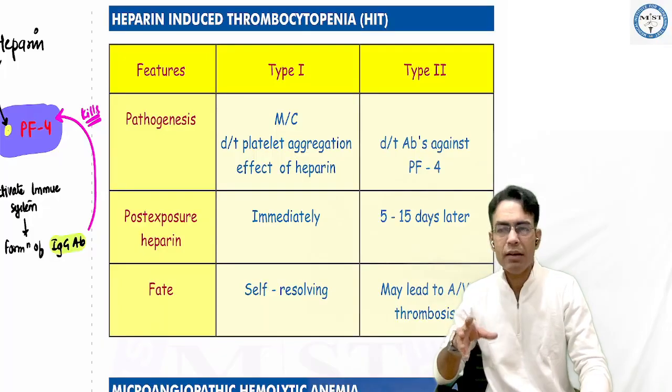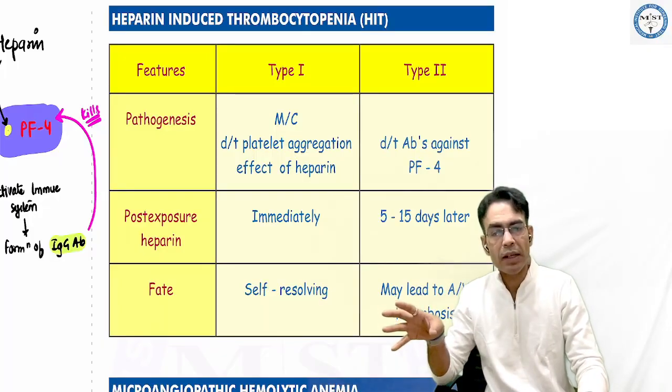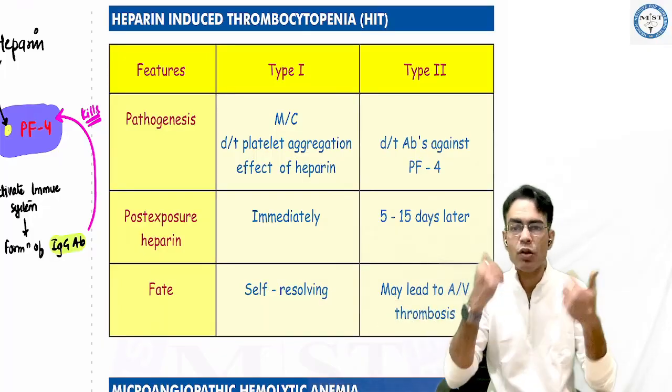HIT, heparin targeting your platelet factor number 4 inside the platelet, and IgG antibodies are formed against it, and you're killing it.